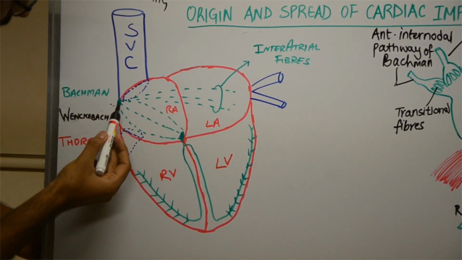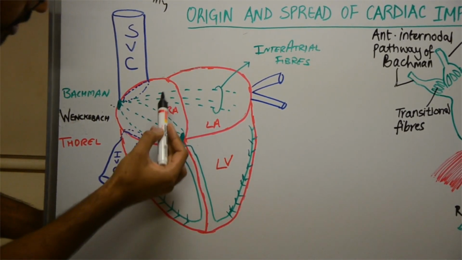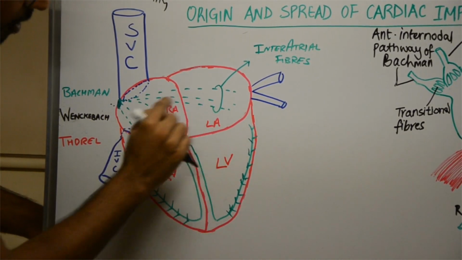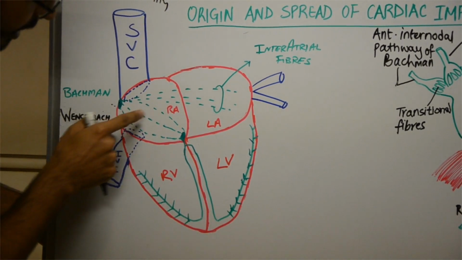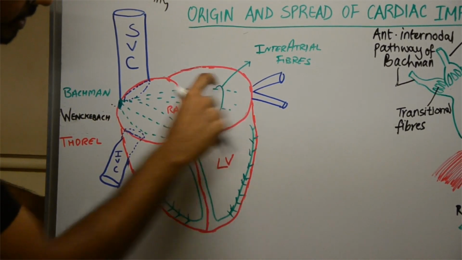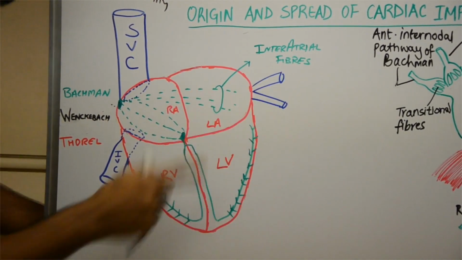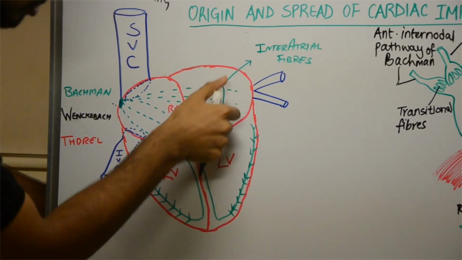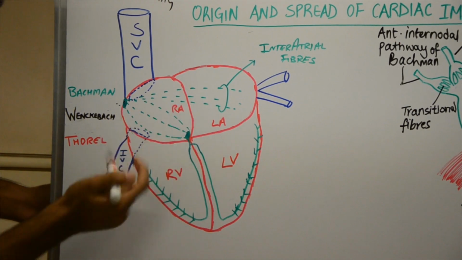So the impulse has to travel from the SA node to the AV node. In the meantime, the impulse also travels from the right atrium to the left atrium. There are certain conducting fibers which conduct the impulse from the right atrium to the left atrium. As you can see, this bundle here is known as the interatrial fibers or Bachmann's bundle. Okay, so this is known as interatrial fibers or Bachmann's bundle.